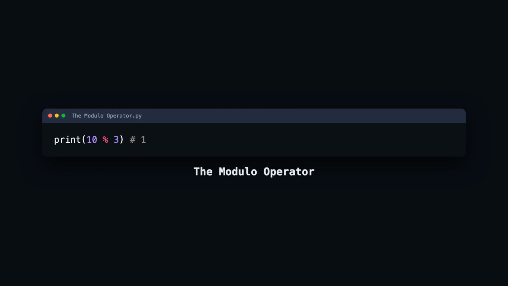The % sign in Python is the modulo operator, which gives us the remainder of a division. This is incredibly useful for checking if a number is even or odd by seeing if the remainder is 0 when dividing by 2. A frequent mistake is thinking this performs a percentage calculation, but in Python it is strictly for remainders. Let's find the remainder of 10 divided by 3.